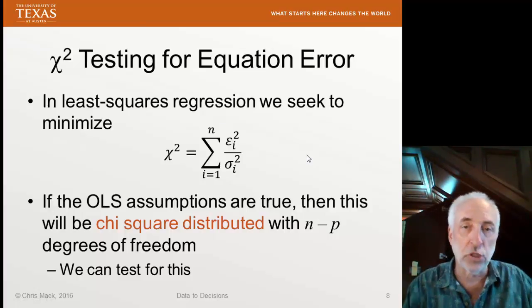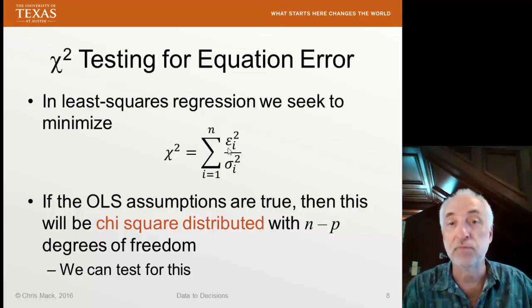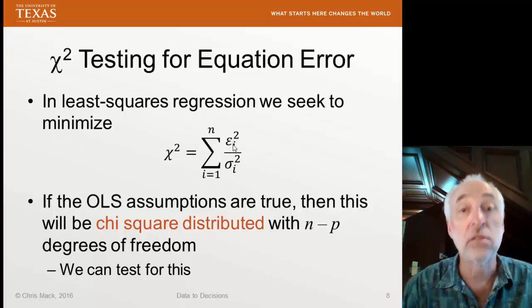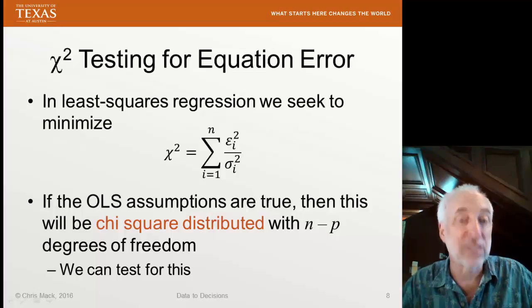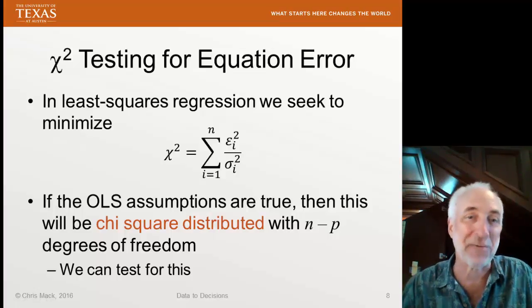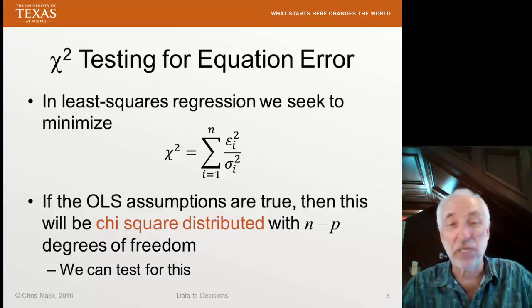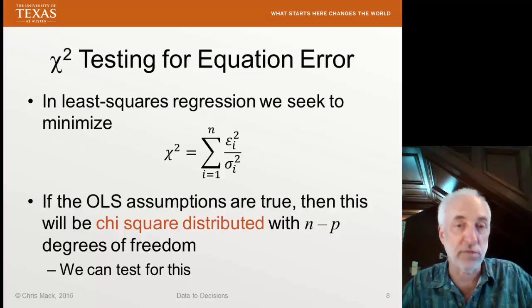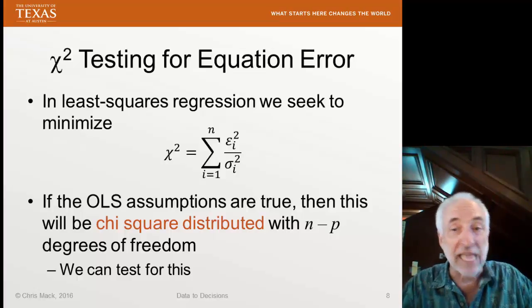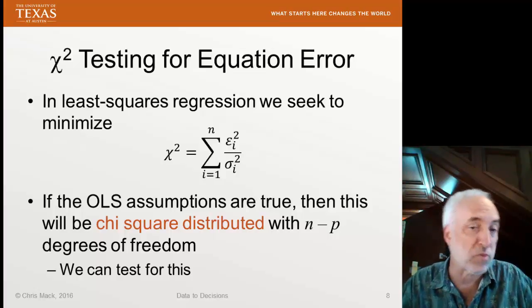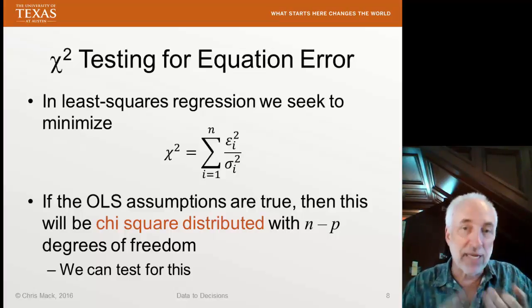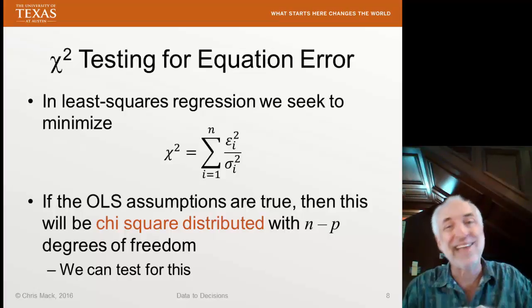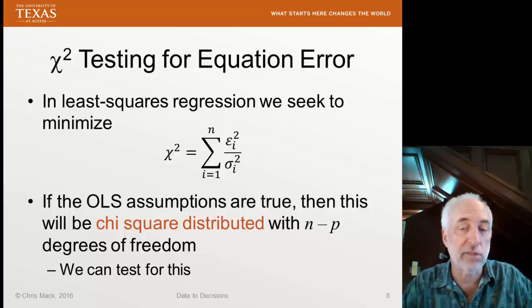If the OLS assumptions are true, then these residuals will be normally distributed. If these are normally distributed, then a sum of normally distributed variables that are squared turns out to be a distribution called a chi-square distribution. Well, it's not a coincidence that we gave this variable the name chi-squared, because for the normal assumptions, it is in fact chi-squared distributed. The number of degrees of freedom is n minus p, where n is the number of data points and p is the number of parameters in the model. If the assumptions of OLS are true, that is, we do have independent normally distributed residuals, then we can test the assumption that this in fact is chi-square distributed.